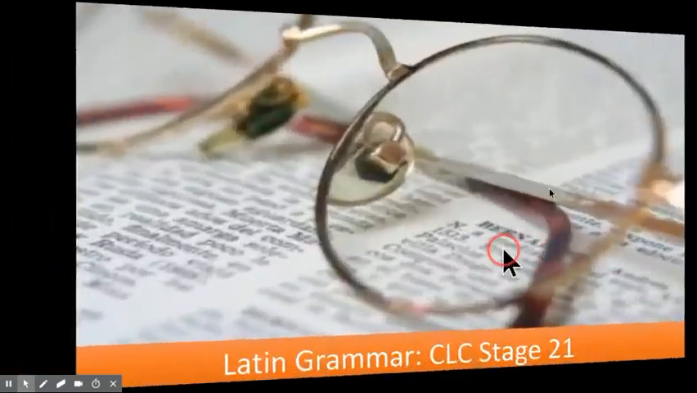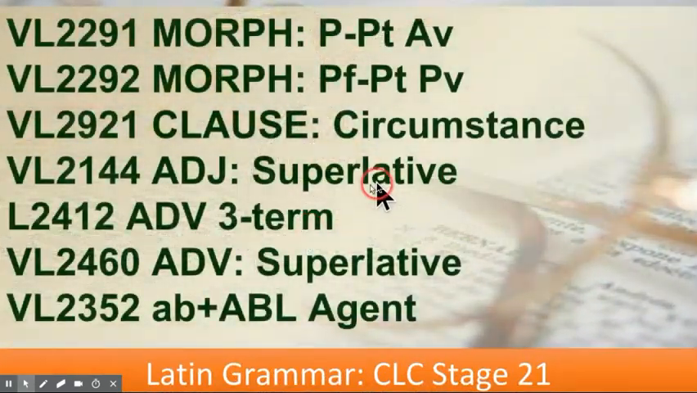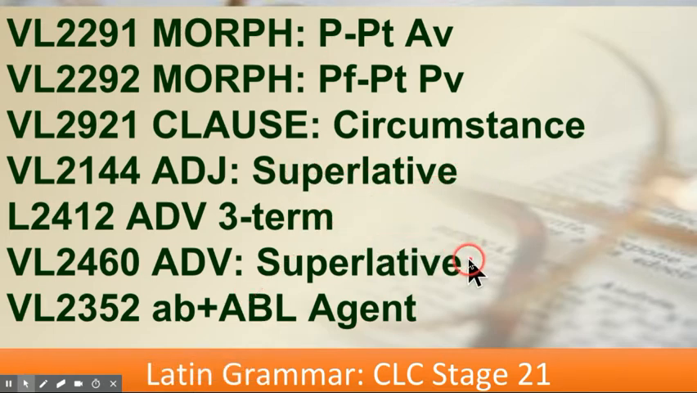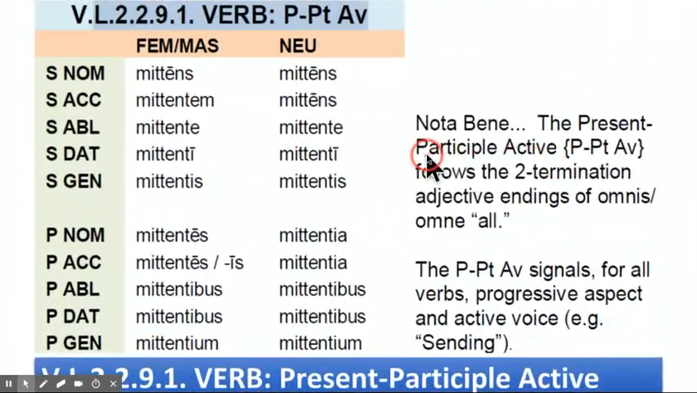In this Grammar Screencast, we shall be covering present participles, a review from Chapter 20, adding perfect participles, talking about the elaborated circumstance clause, as well as talking about adjectives and adverbs. And then we'll finish up with ab plus ablative agent phrases with passive verbs. So let's start. This is from chapter 20.